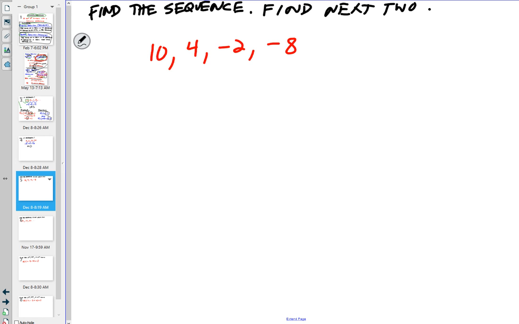All right, so here we're going to find the sequence. What I mean by find the sequence is let's write this both explicitly and recursively, and then let's find the next two terms. What's the difference between the first two? -6, then after that? -6 after that? If you're not sure, take the one on the right and subtract the one that came before it.